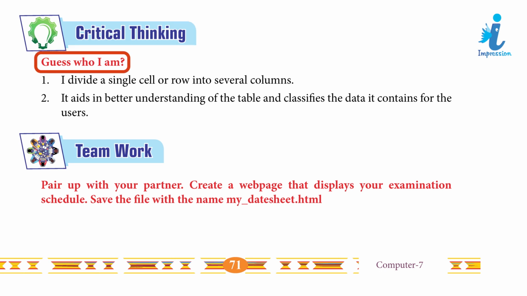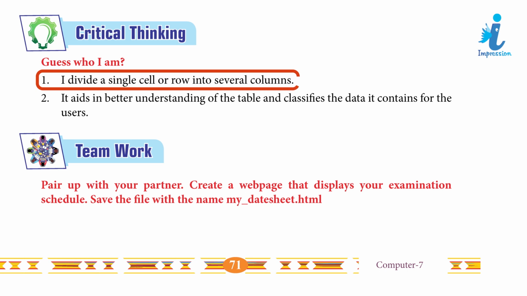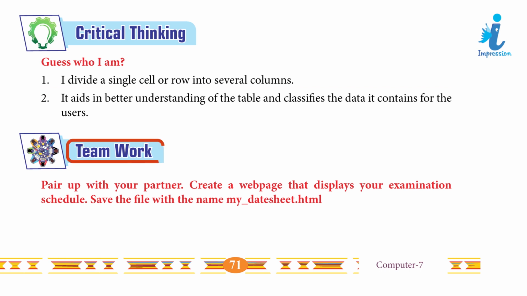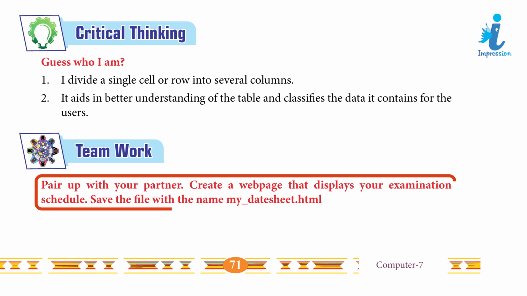Critical thinking. Guess who I am. 1. I divide a single row into several columns. 2. It aids in better understanding of the table and classifies the data it contains for the users. Answer: ask students to do it by themselves. Teamwork. Pair up with your partner and create a web page that displays your examination schedule. Save the file with the name my_datasheet.html. Answer: students do it by themselves.